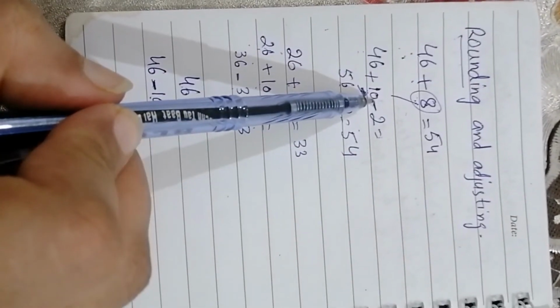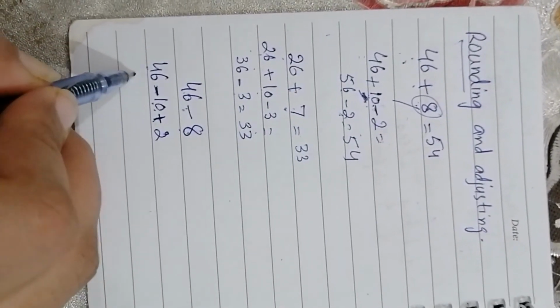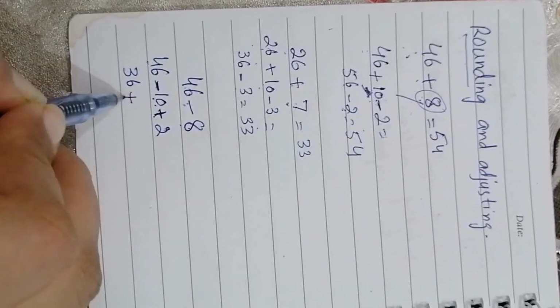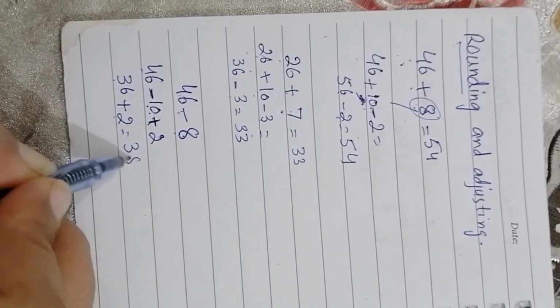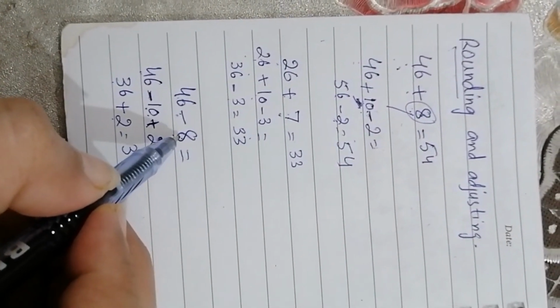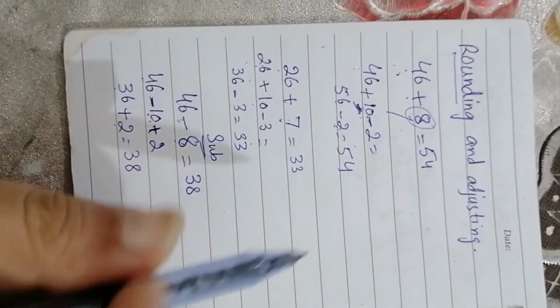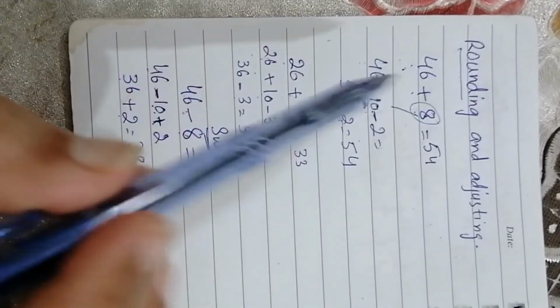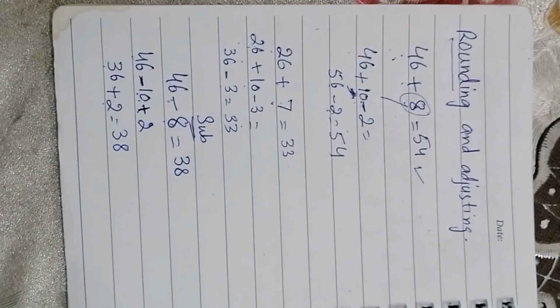Here there was a minus sign and here there was a plus sign. Okay? 46 minus 10 is 36. Plus 2 will come. So 36 plus 2 is 38. It means if you subtract 8 from 46, the answer will be 38. So this is called subtraction with the method of rounding and adjusting, and this is called addition with the method of rounding and adjusting. I hope you have understood the method.